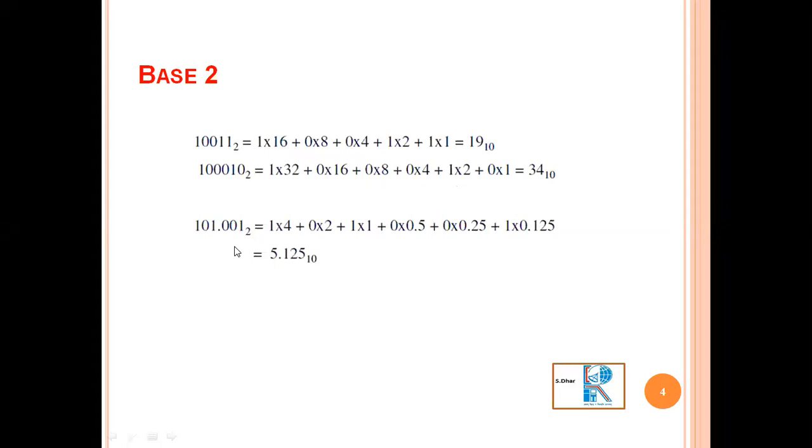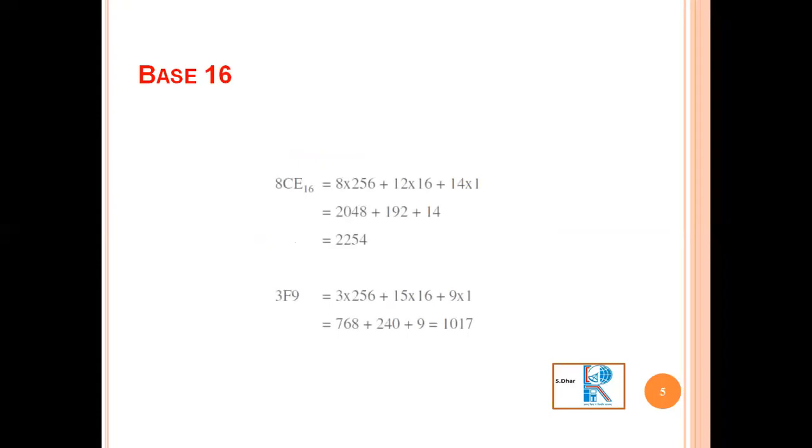Now here also the same type of binary number, but here there is a decimal point. After the decimal point, we have 0 into 2 to the power minus 1 plus 0 into 2 to the power minus 2 plus 1 into 2 to the power minus 3. And before the decimal point, 1 into 2 to the power 0, 0 into 2 to the power 1, and 1 into 2 to the power 2. So if I add up, we get the corresponding decimal number. Clear? So this is the representation from base 2 to a decimal number.